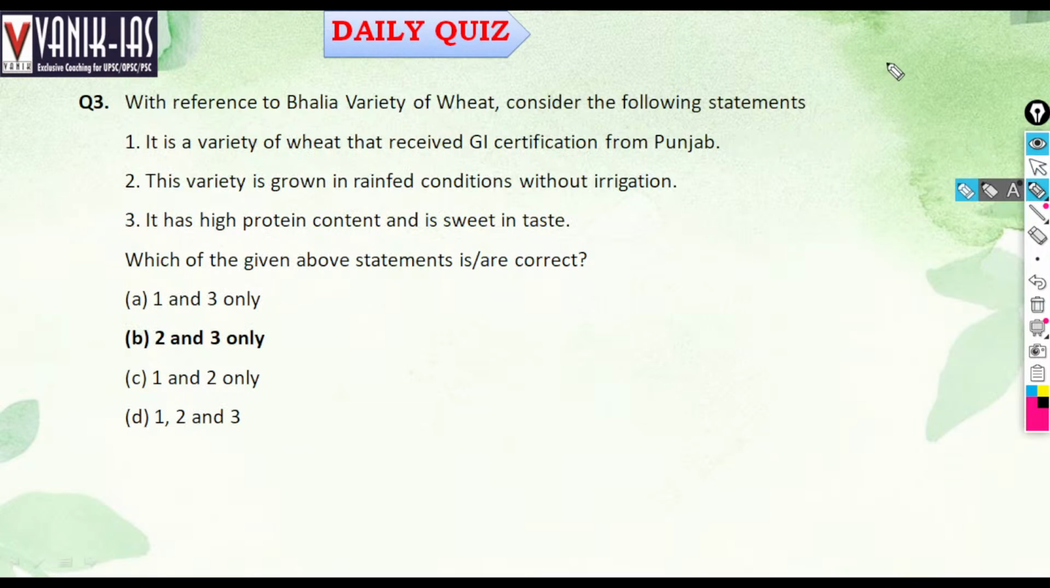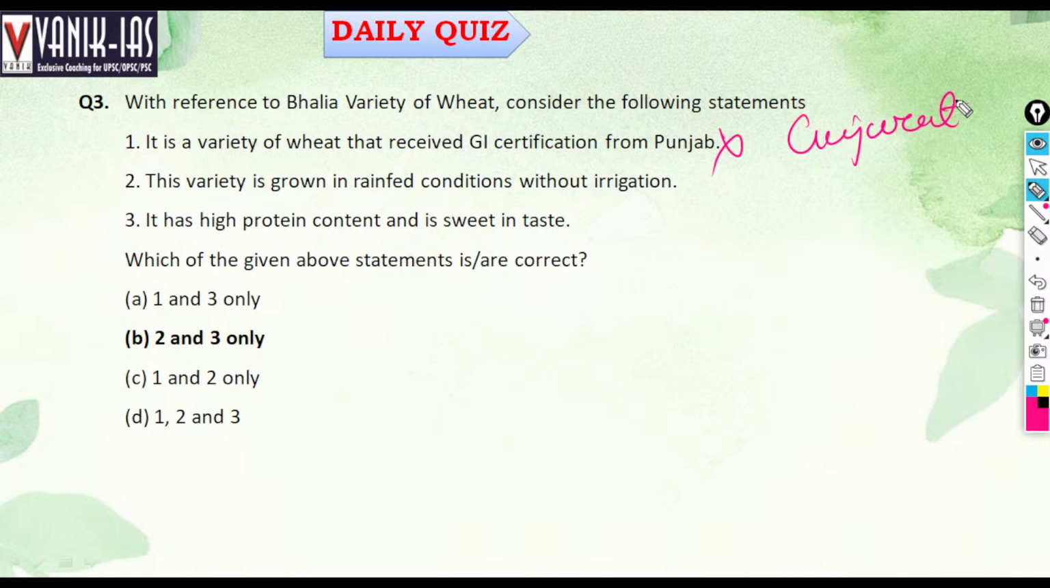With reference to Bhalia variety of wheat, consider the following statements. It is a variety of wheat that received GI certification from Punjab. It's wrong. It is GI certification from Gujarat, not from Punjab.